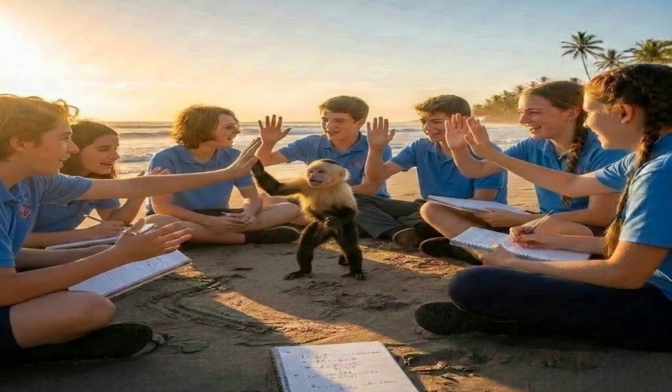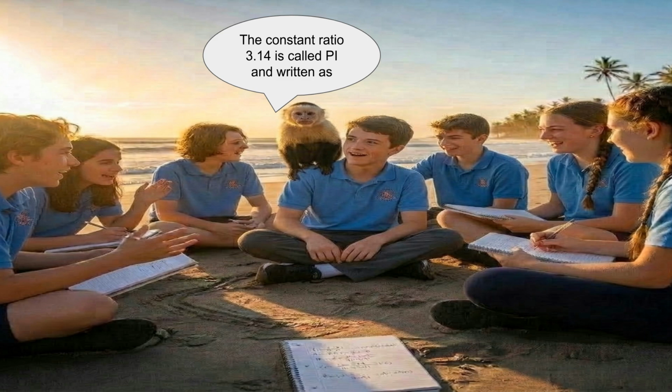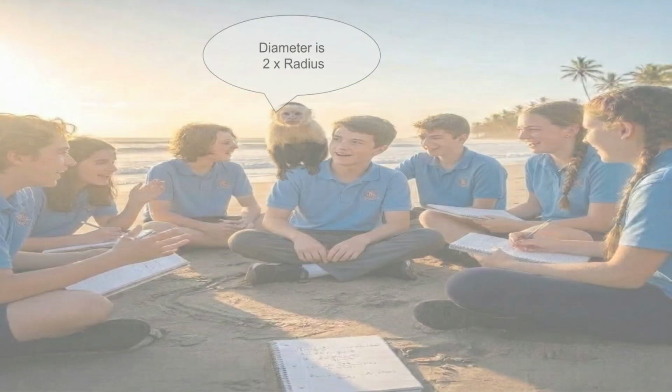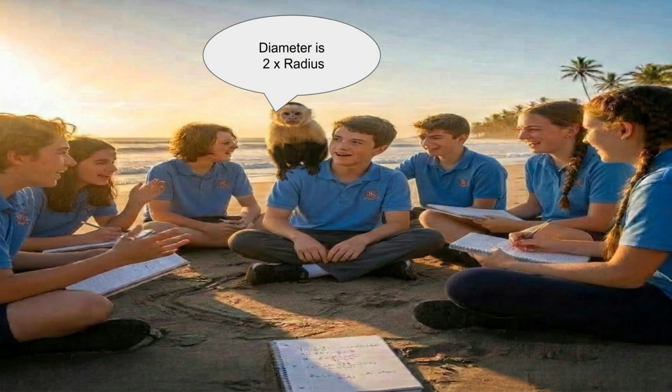The circumference of a circle is calculated by multiplying pi by the diameter. The constant ratio, 3.14, is known as pi and is represented by the Greek letter pi. Since the diameter is twice the radius, d equals 2r, we can also express the circumference using the radius.